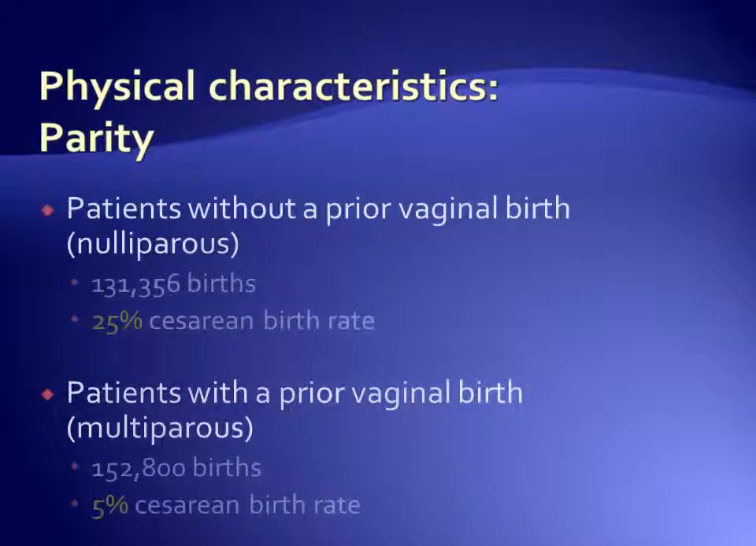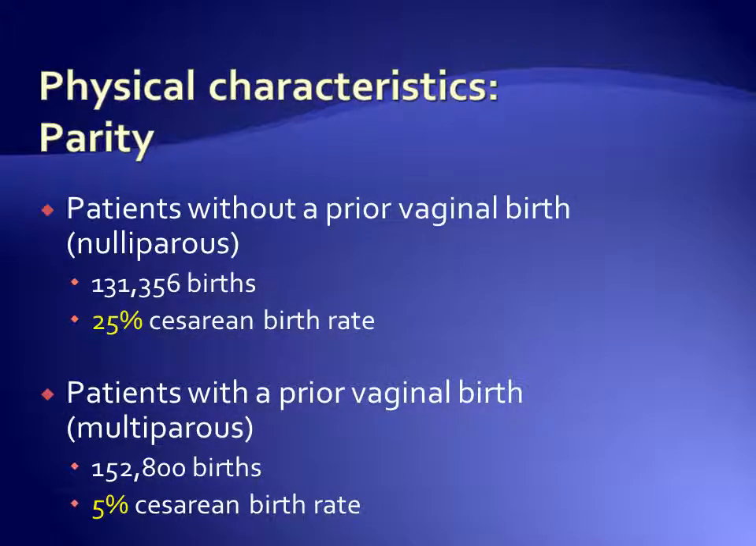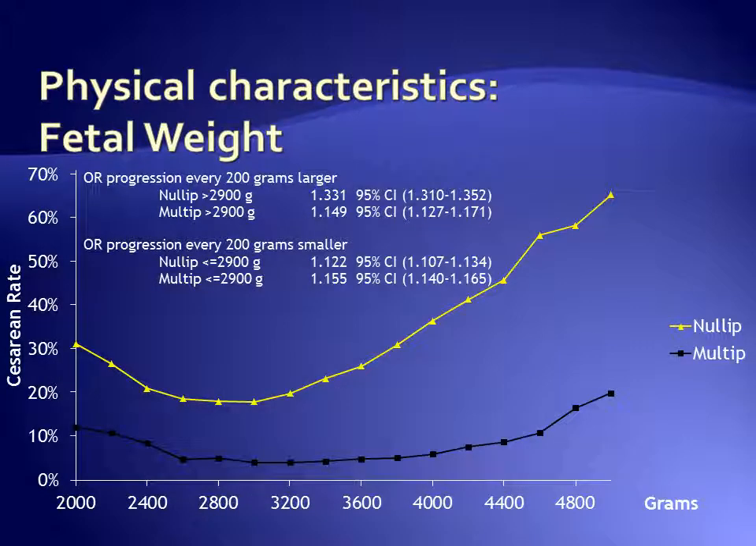The first physical characteristic is parity. Women with at least one prior vaginal birth decreased their rate of cesarean birth from 25% to 5%. Since parity is such an important factor, analysis of the physical characteristics will be divided by parity into either nulliparous or multiparous.